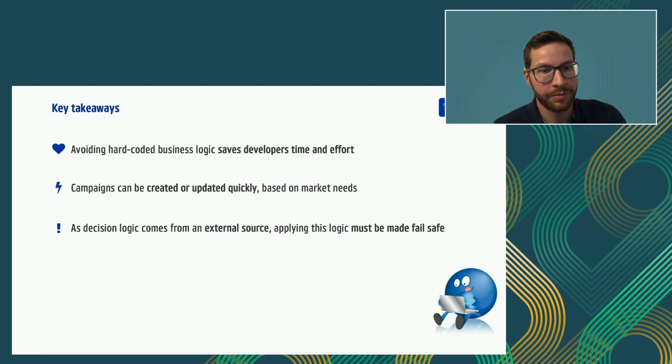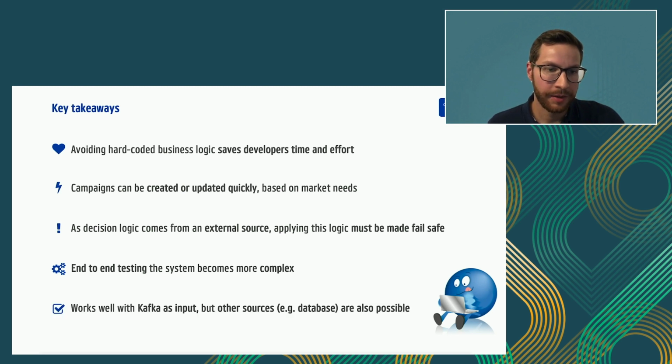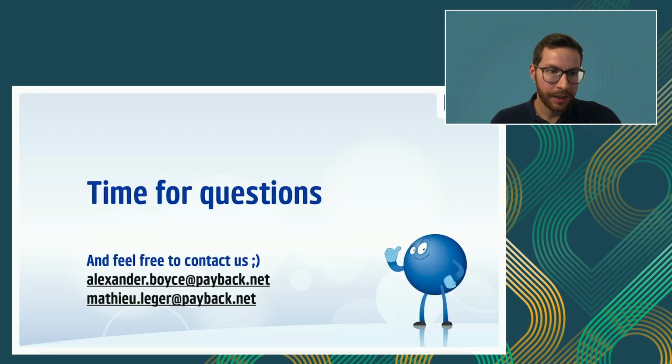Then, as we are now reading our decision logic from an external source, we need to be more cautious, and especially our system needs to be made fail-safe. And end-to-end testing becomes quite a bit more complex. In our examples, we used Kafka as an input, but our implementation isn't confined to Kafka. You may use any other input source, for example, a database if you like. And also one last thing I would like to say before we finish.